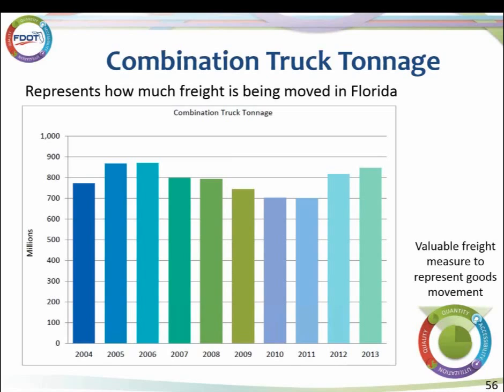Combination truck tonnage. This measure represents the total tonnage transported by combination trucks. I want to emphasize combination trucks here. We use the FHWA definition, which is Class 8 heavy vehicles and higher. That is because when accounting for freight movements, we want to exclude those heavy vehicles that do not typically transport commerce, like buses and RVs.